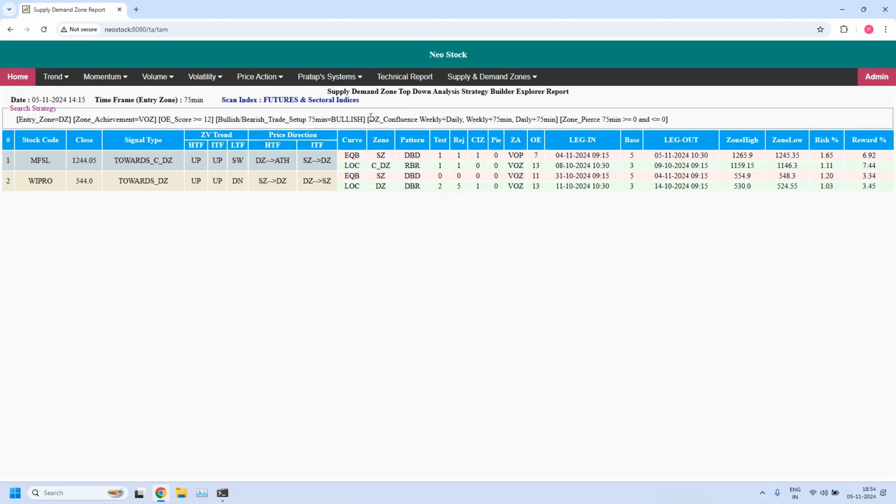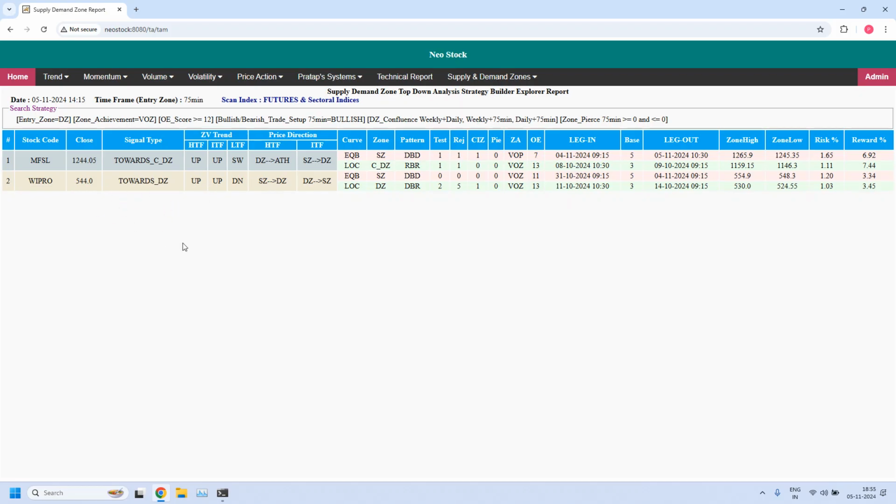If you have any confusion, look into the search criteria. See, we selected weekly and daily, weekly and 75 minutes, and daily and 75 minutes. So we have 75 minutes, daily, weekly confluence. So these two stocks have LTF, ITF, HTF confluence. That means the 75 minutes demand zone is part of the daily demand zone, both together again part of the weekly demand zone, and the weekly trend is up for both these stocks.